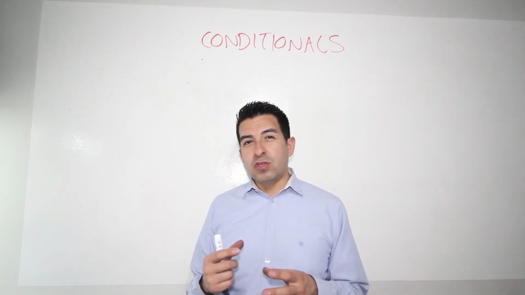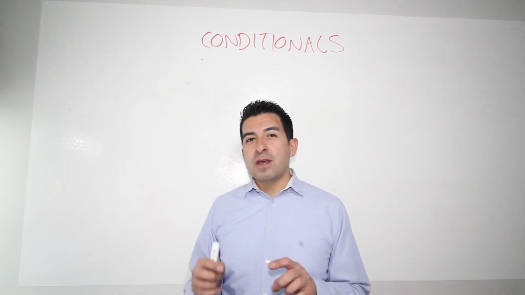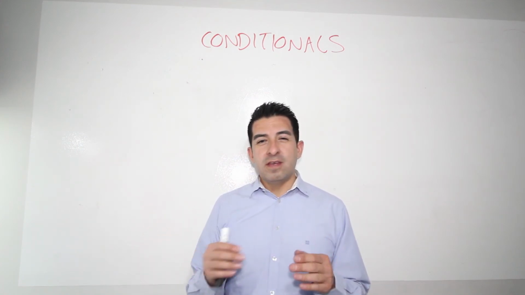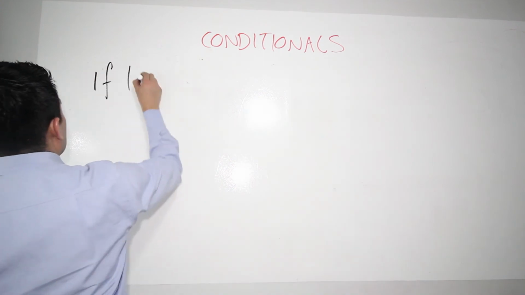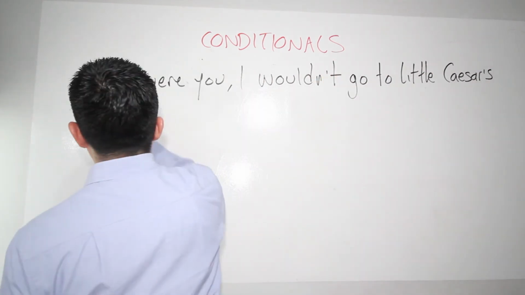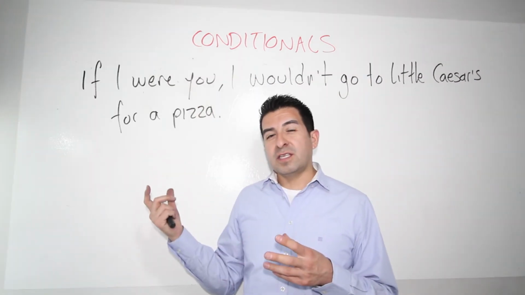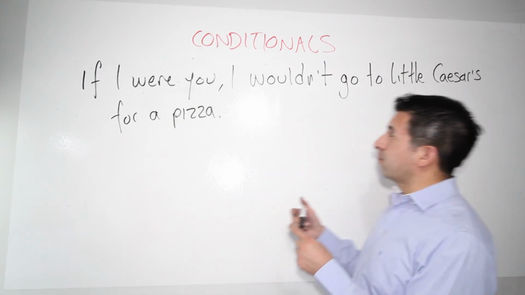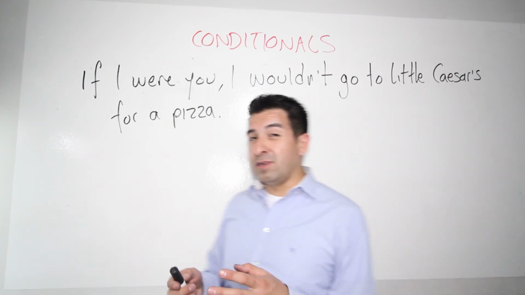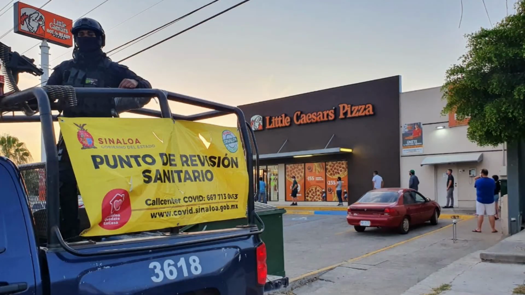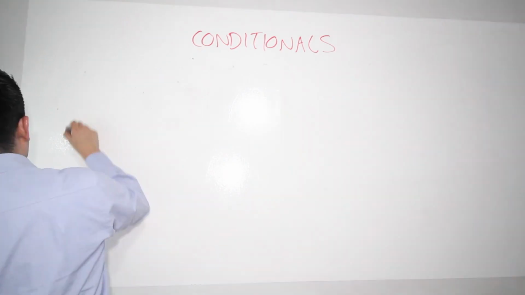We prefer to use were in the expressions if I were you, always use were. If I were you, okay, this is an example of advice. If I were you, I wouldn't go to Little Caesars for a pizza. I think you understand, right?